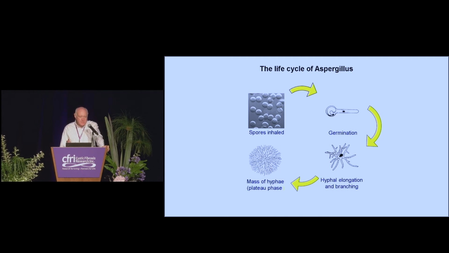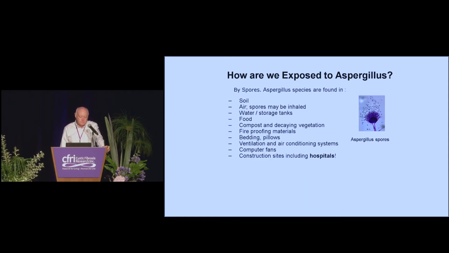So this mass of hyphae then becomes a fungal ball if unchecked, and it then continues to grow, and then will form the fruiting bodies, the conidial bodies, and give off the spores, and the cycle begins again.